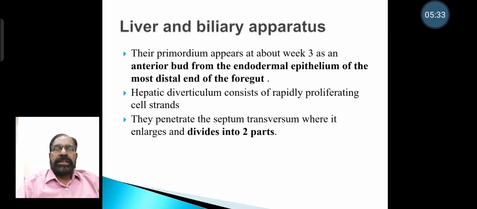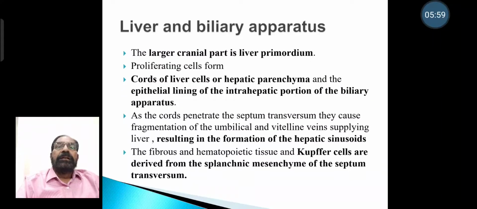Liver and biliary apparatus. Their primordium appears at about week 3 as an anterior bud from the endodermal epithelium of the most distal part of the foregut. Hepatic diverticulum consists of rapidly proliferating cell strands. They penetrate septum transversum, where it enlarges and divides into two parts. Larger cranial part is liver primordium.